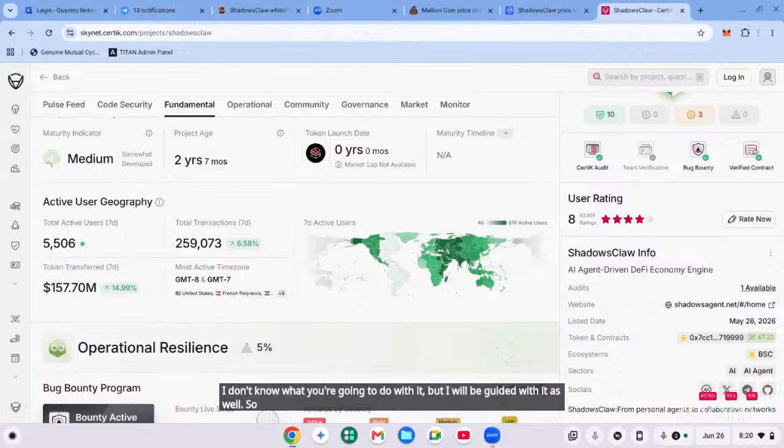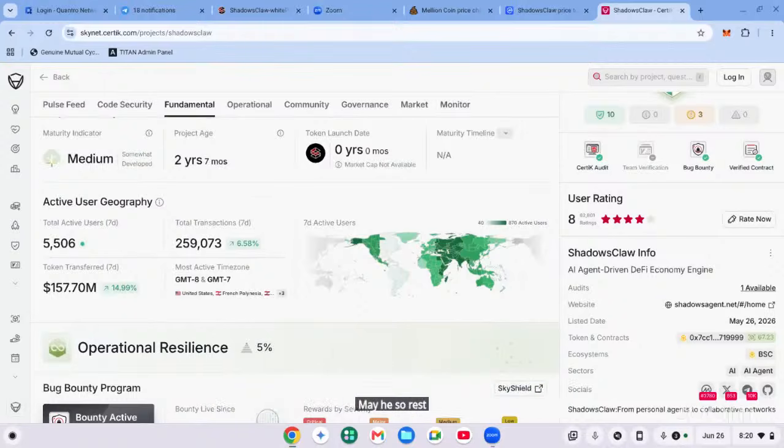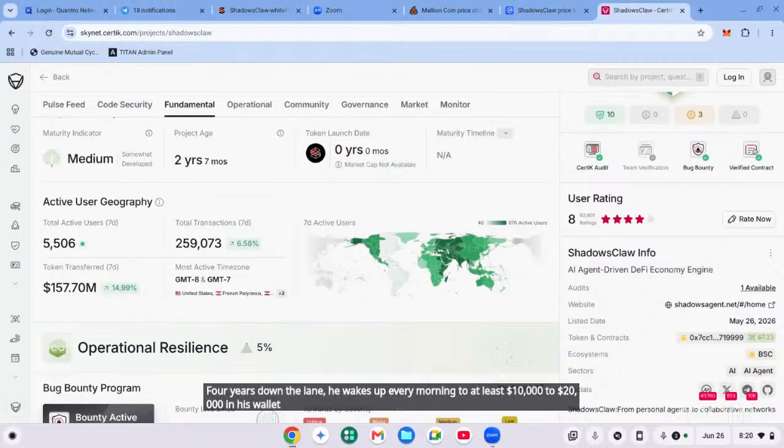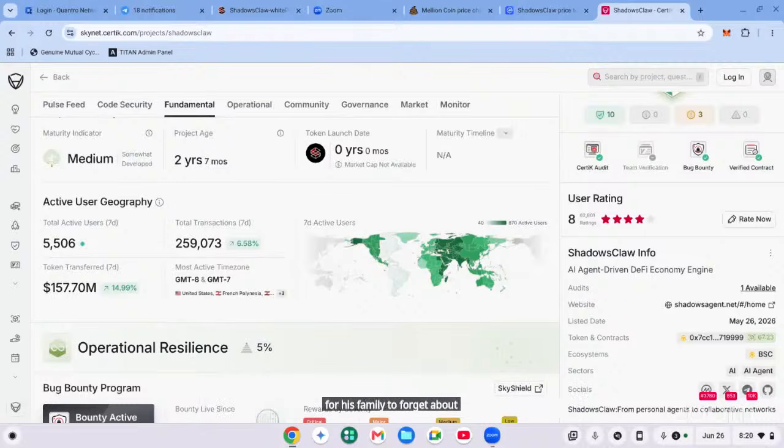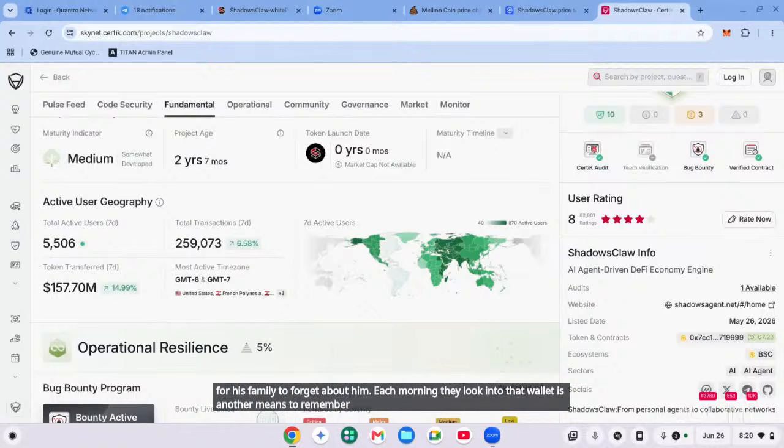So it is a project of, like my leader said, "To thy kingdom come." Why did he say so? One of these sister projects that copied this platform, and a Kenyan friend who brought it to Africa, may his soul rest in peace, has passed on. 4 years down the lane, he wakes up every morning to at least $10,000 to $20,000 in his wallet. Somebody say generational wealth. He has left something that will even make it hard for his family to forget him. Each morning they look into that wallet, it is another means to remember the work he has done for his family. And that is how unique and long-term in nature these projects are.